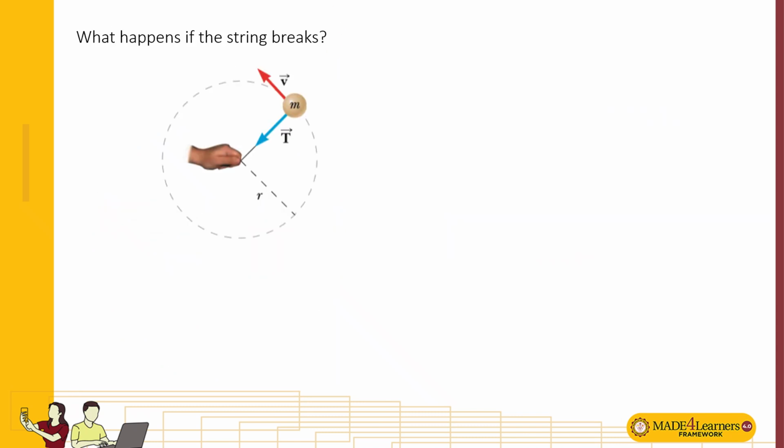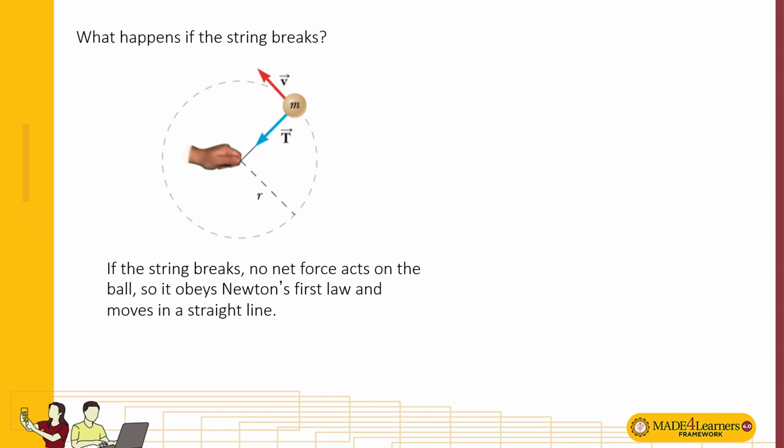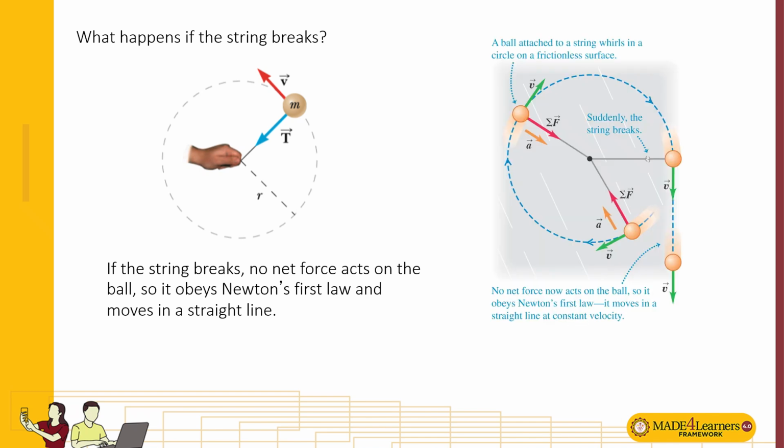If the string breaks, then there is no net force acting on the ball, so it obeys the first law of motion, and it will move in the direction of the linear or tangential velocity.